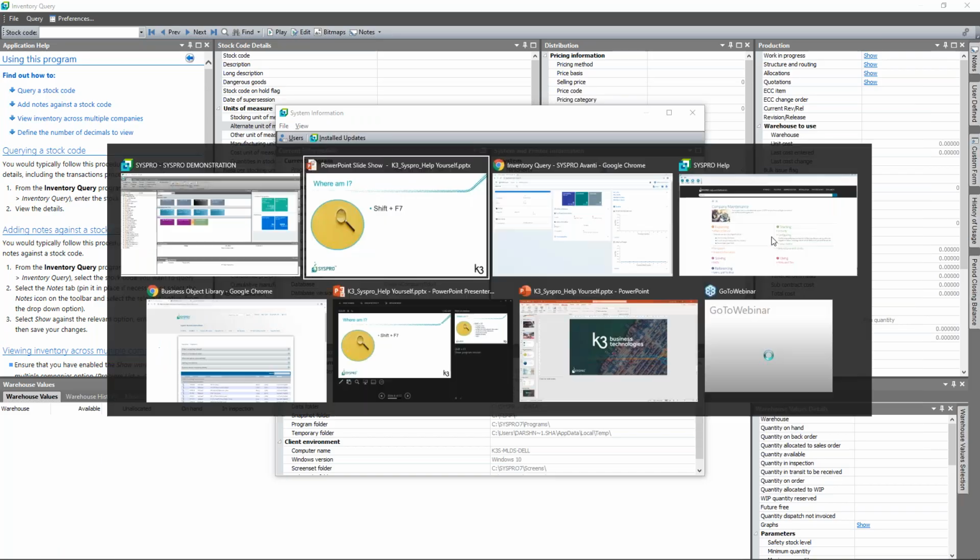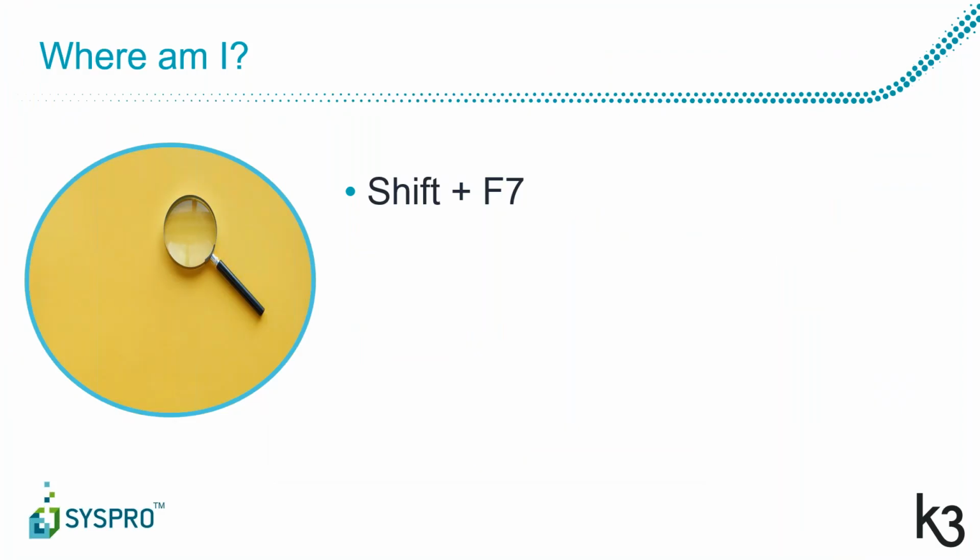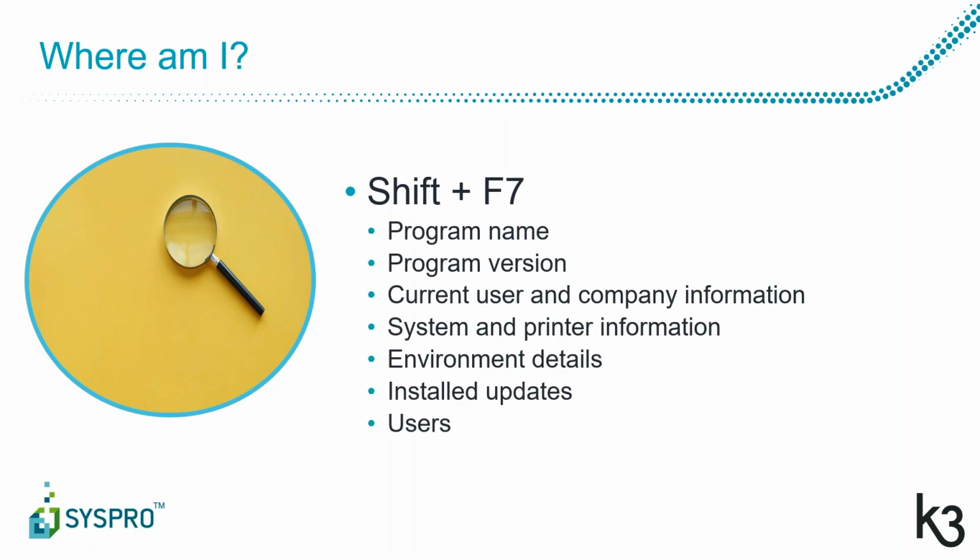So let's jump back. Let's take a look and see what we did. We identified where am I by using Shift F7, and from there we have a rich set of information available, from program versions all the way through to the current user and company, the environment details, as well as the installed updates and details on that, as well as who are the users currently logged in.